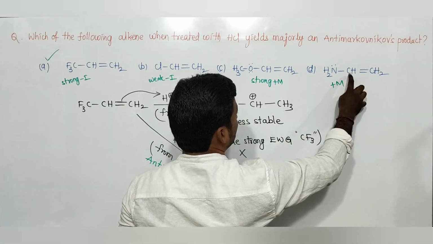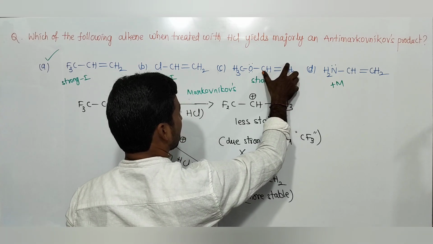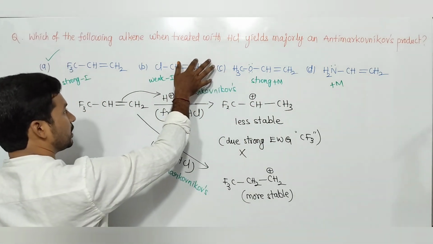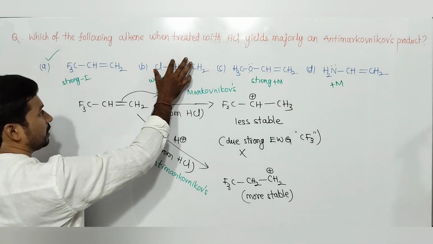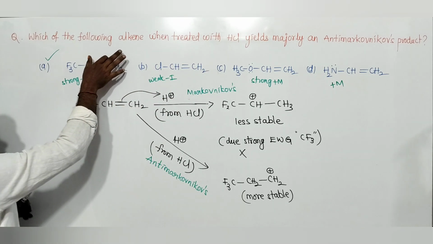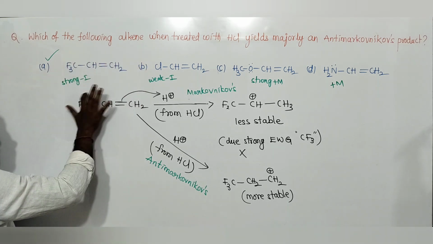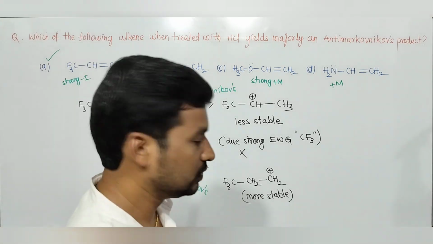Here, hydrogen is added and the carbocation is stabilized by plus M. Hydrogen added here, this becomes a carbocation stabilized by plus M. Hydrogen added here, positive charge here, so somewhat unstable. Hydrogen added here, positive charge here, somewhat unstable. But this is highly unstable. That's why the reaction takes place according to anti-Markovnikov's rule.